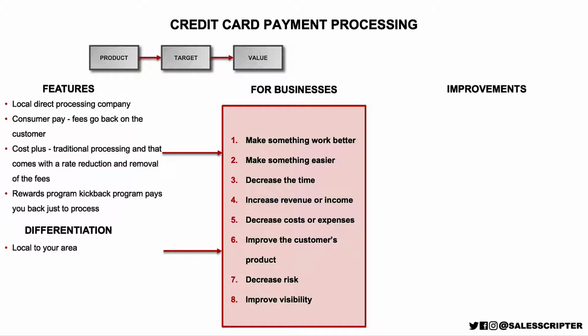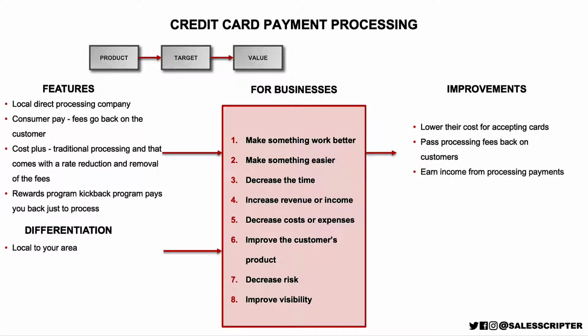You might think of improvements that are specific to that particular type of buyer. But if we go through this list just thinking of businesses and thinking about the features of this service, how can we help businesses? Well, we can help them to lower their cost for processing cards. We can help them to pass the processing fees back on to the customers of the customers that you're selling to. So that's one way that you can help them to decrease their costs and help them to earn income when they're processing the payments for their customers.